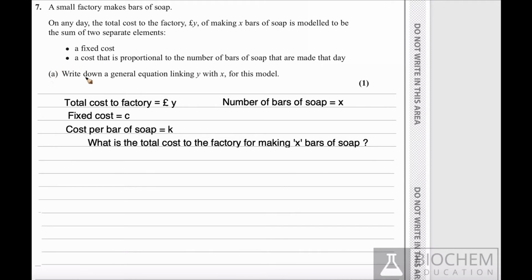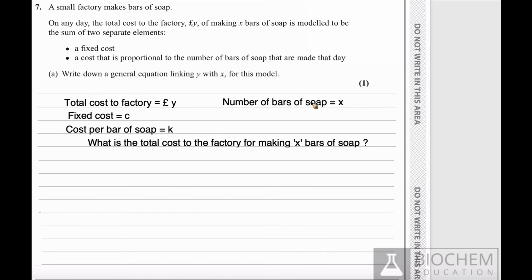Part A. Write down a general equation linking y with x for this model. So let's define the variables and constants in this question. The total cost to the factory, which is y pounds.